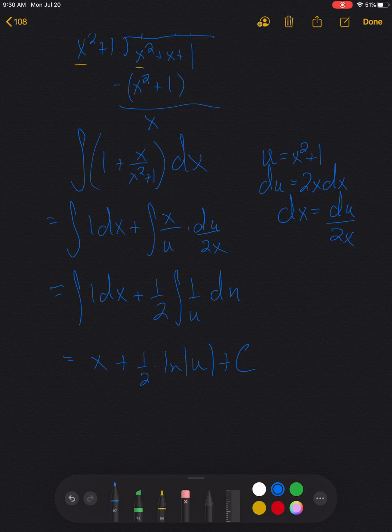Lastly, we just have to substitute in that u is x squared plus 1. So we have x plus 1/2 natural log x squared plus 1 plus c. And notice we can drop the absolute value bars there since the quantity x squared plus 1 is always positive.